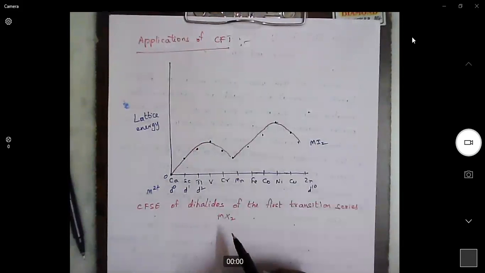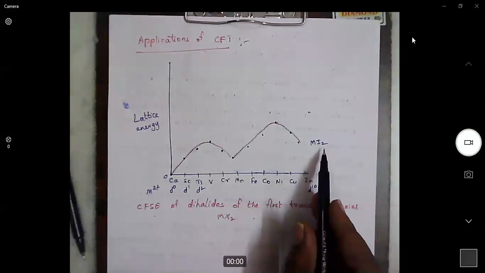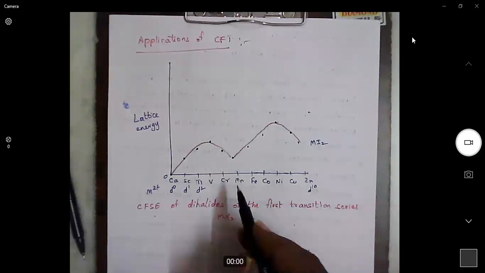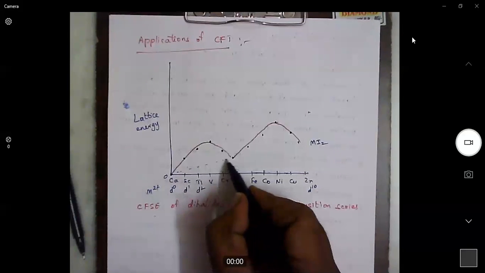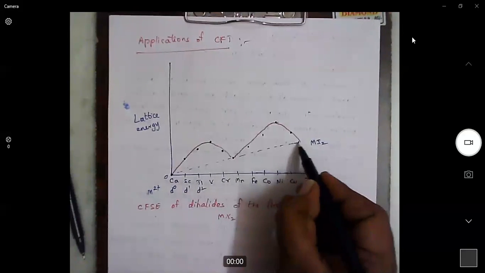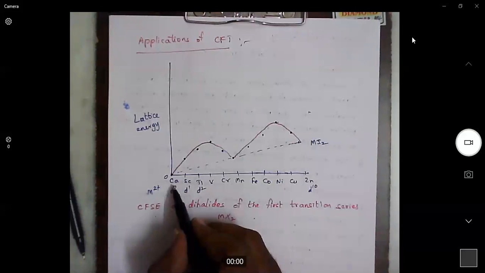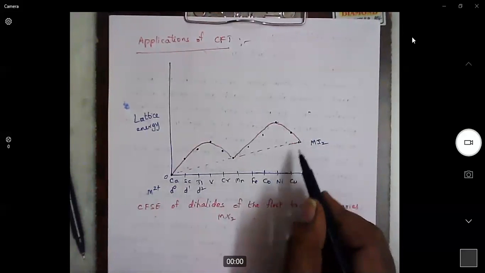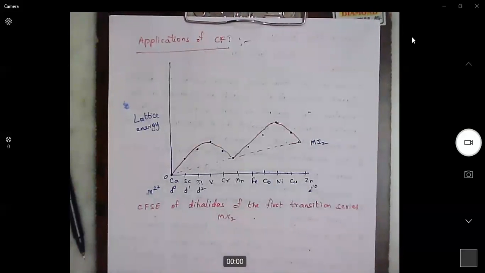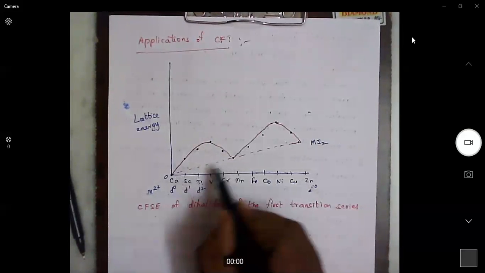So this is the lattice energy of MI2 complexes for the first transition series. Now when we take this, we expect 0 CFSE for calcium, manganese and zinc. Yes, CFSE is 0, but lattice energy is not 0. It will have some lattice energy, but they will follow this trend.